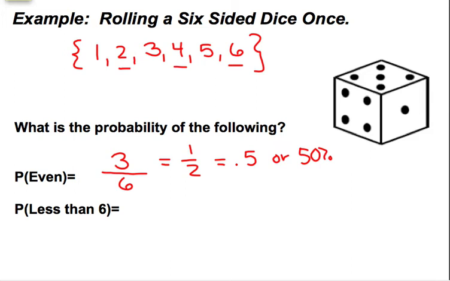Now, probability less than 6. So that would mean everything from 5 and below. So we have a 5 out of 6 chance of rolling something less than a 6.